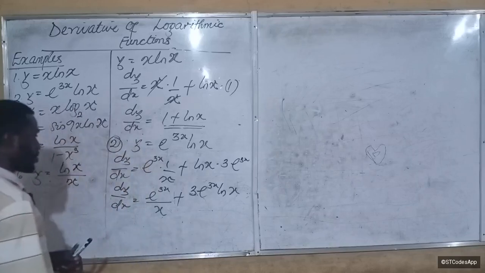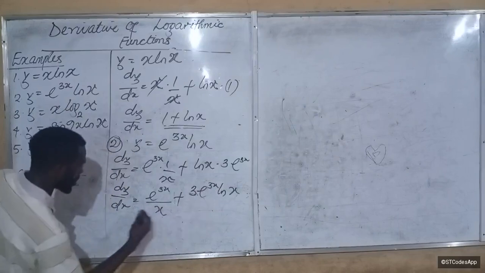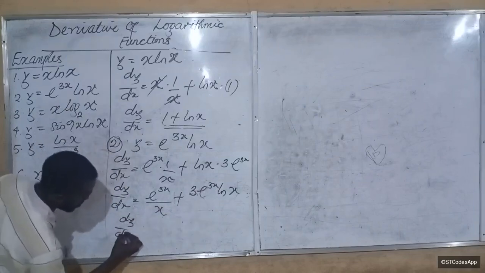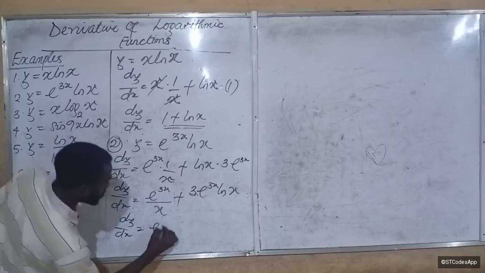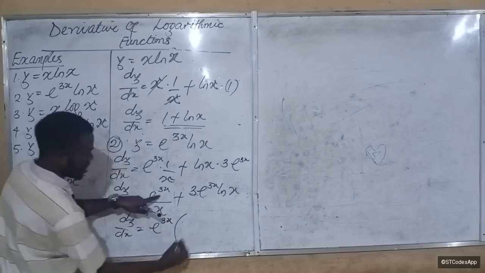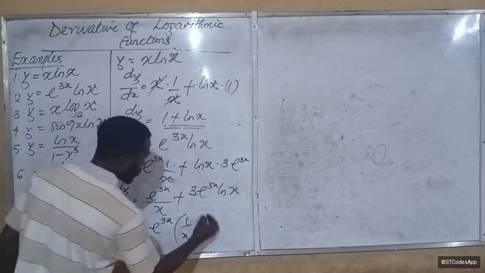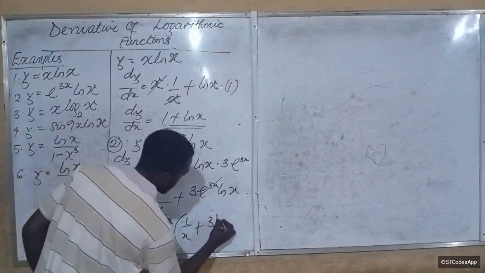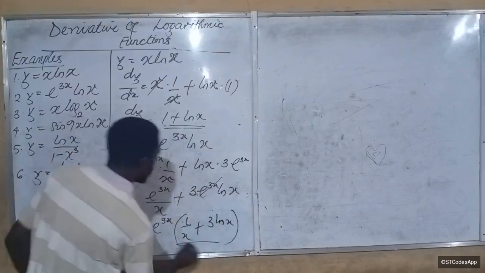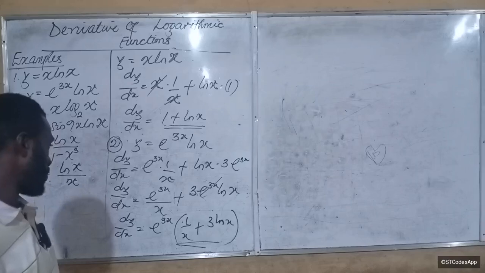With this you see that e to the 3x is common, so we can factor it out. So dy dx becomes e to the power of 3x, into bracket, here we are left with 1 over x, plus 3 ln x. So this is going to be our answer overall. We can't simplify further.